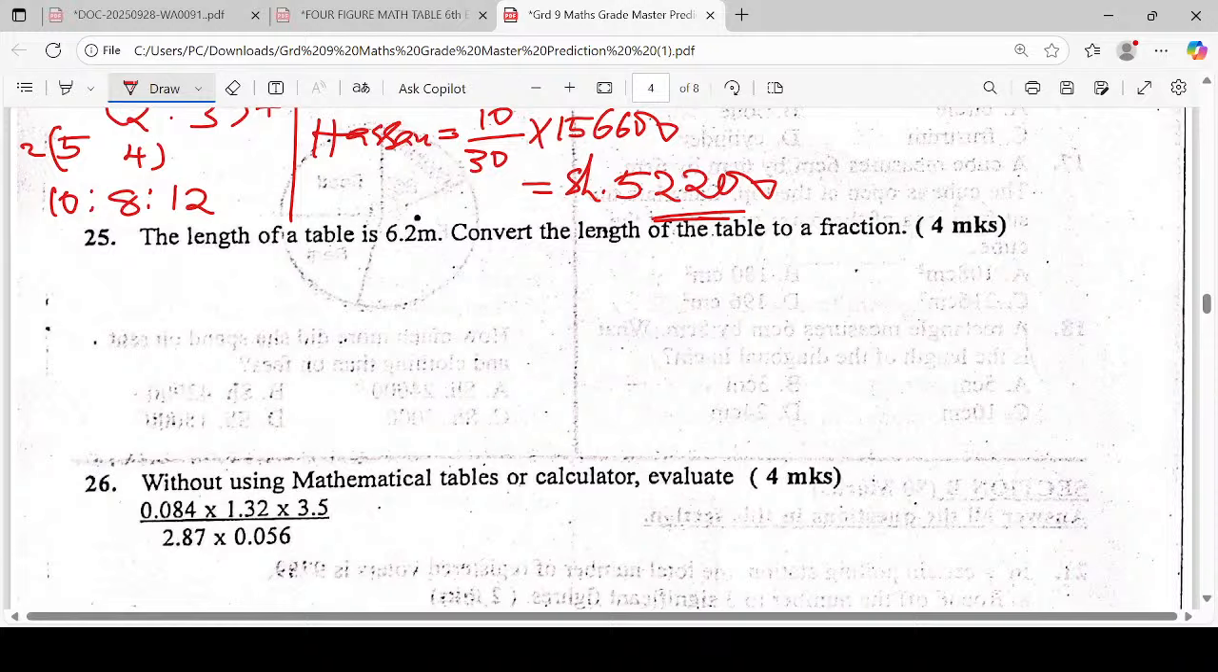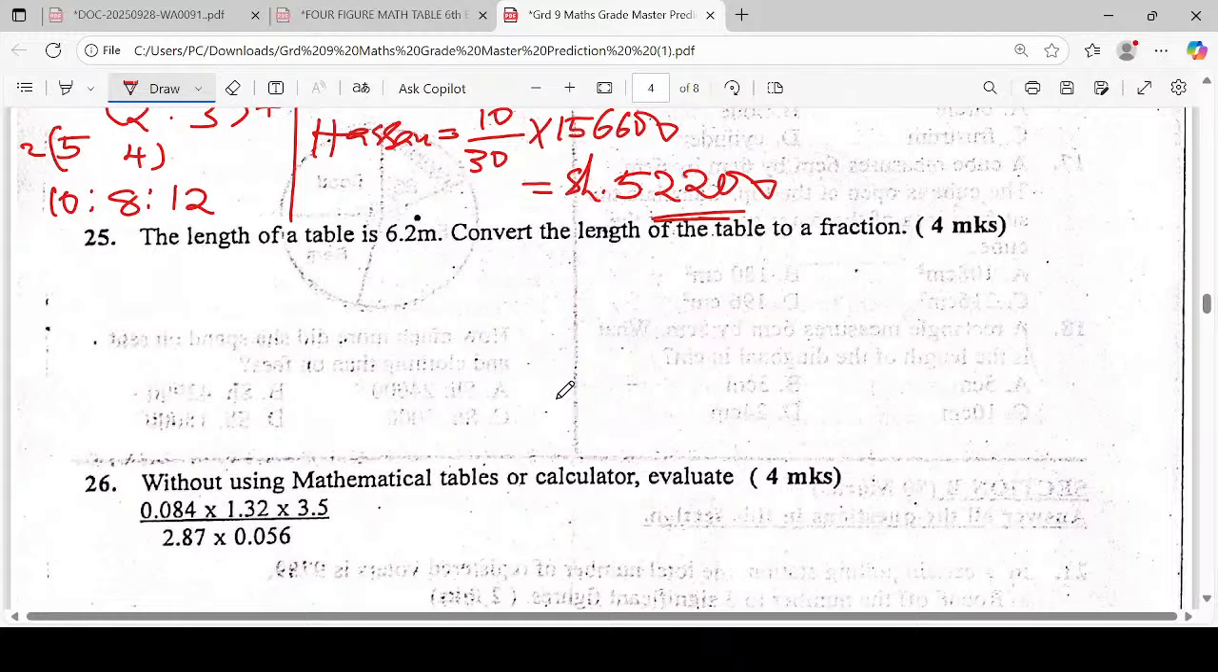You can see the 2 is recurring. That's why it has a dot at the top. Now, you learned in grade 8 how to convert recurring decimals to fractions, and we are going to apply the same analogy here.